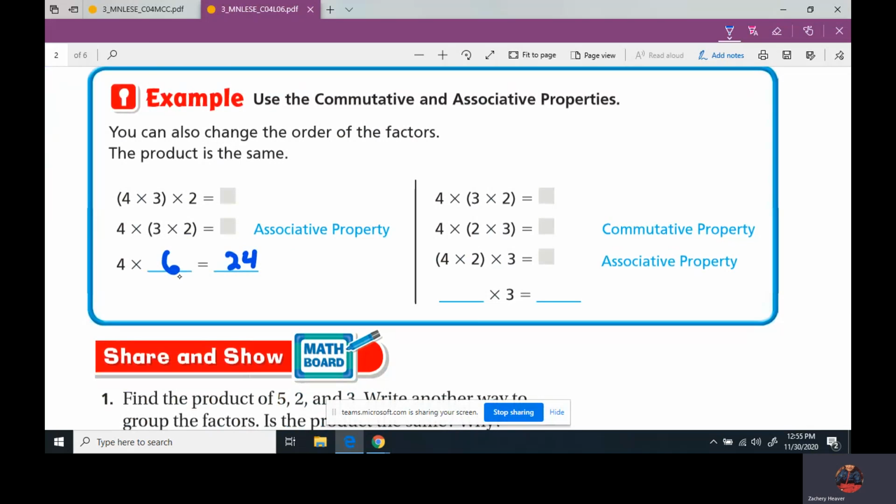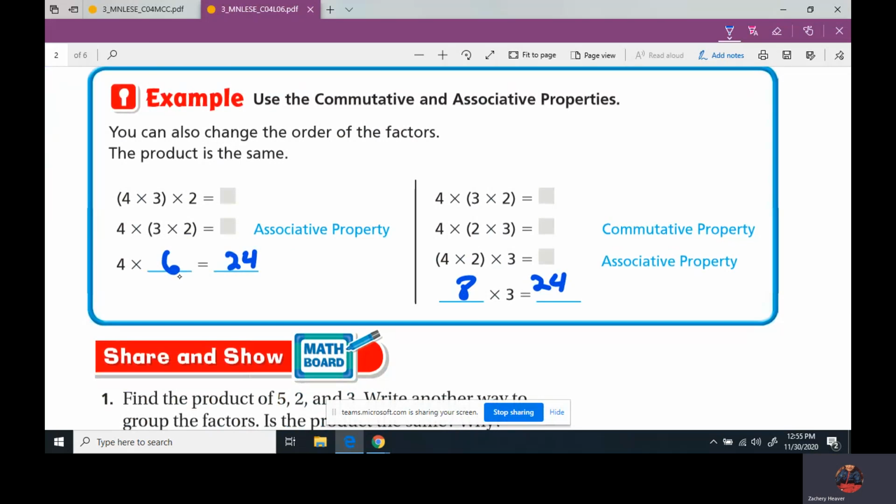Now we have 4 times 3 times 2. We did the commutative property to switch these 2 places, which you can do, to 4 times 2 times 3. And then we did the associative property where we switched the groups to 4 times 2, because 4 times 2 is actually easier than 4 times 3. So you can switch these places no matter what. So now 4 times 2 is 8, and 8 times 3 is 24.